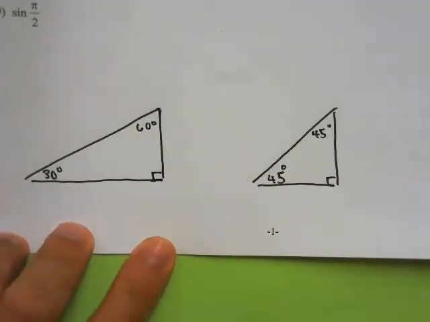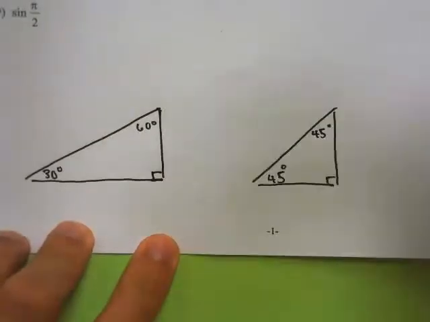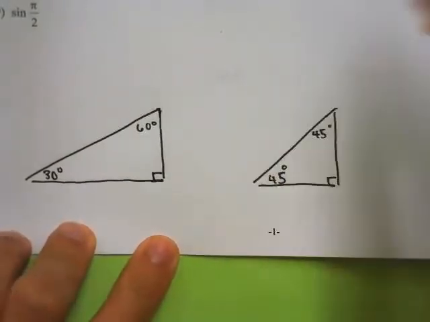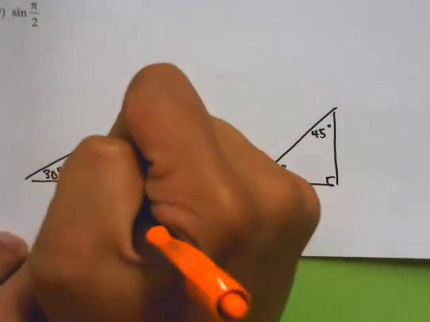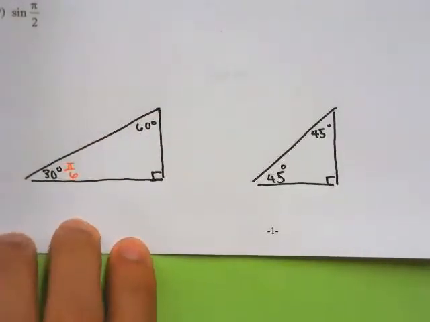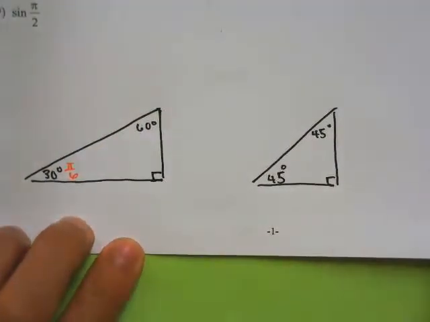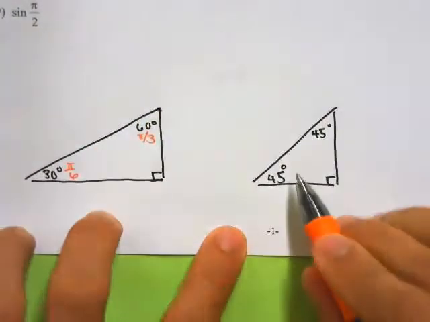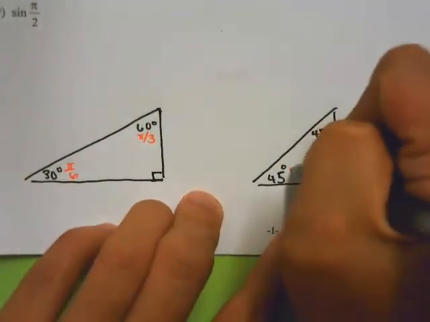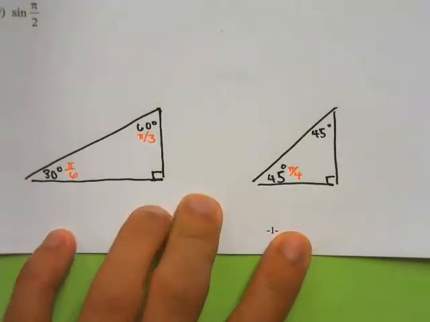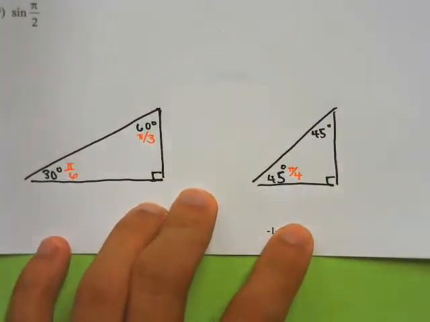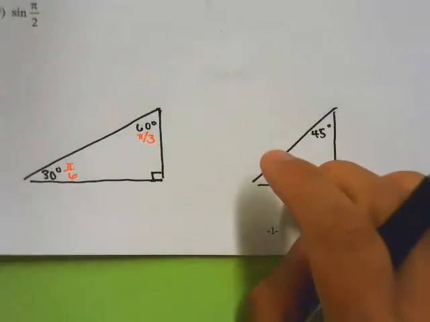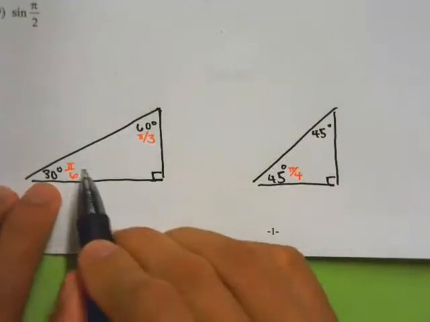I do want to emphasize, and I want to put some color in here. Again, 30 degrees, this was pi over 6. 60 degrees, this was pi over 3. And then our 45 degrees was our pi over 4. Okay. These were the values of this.